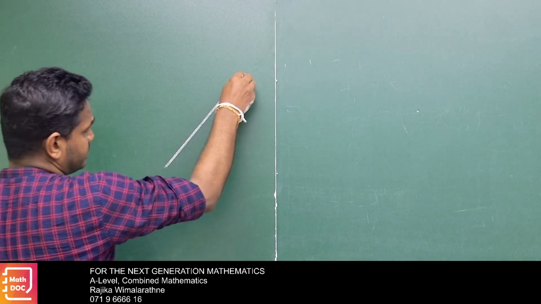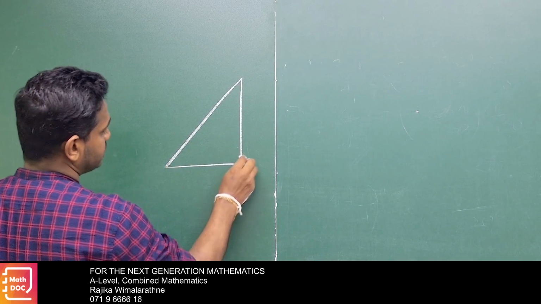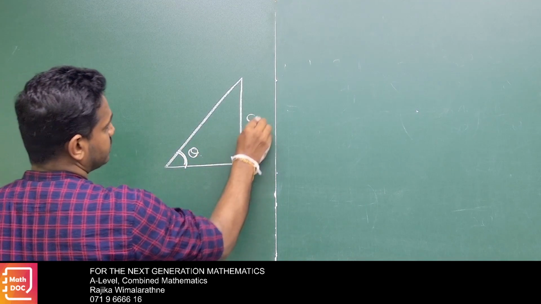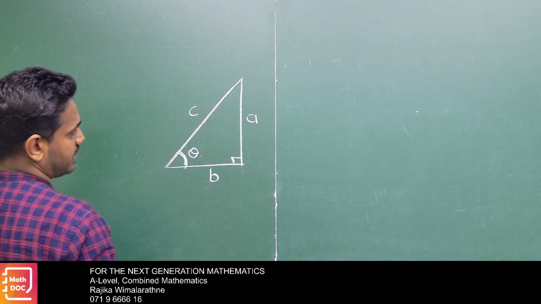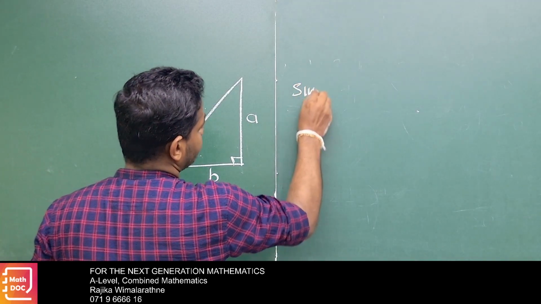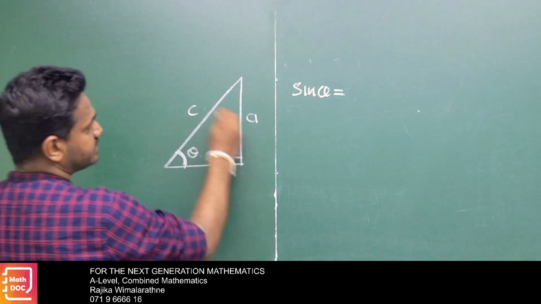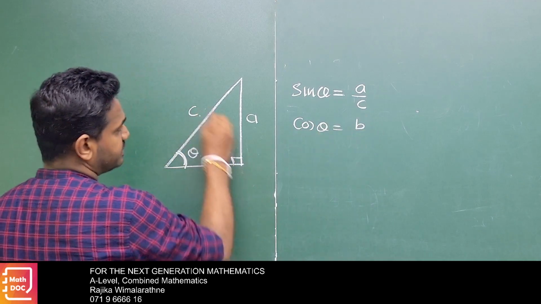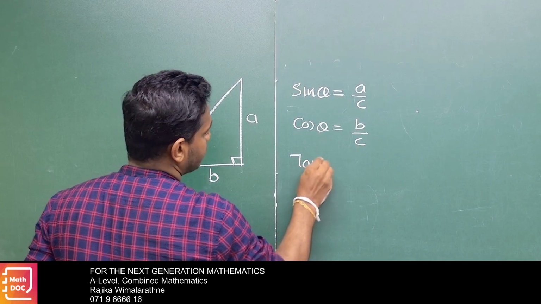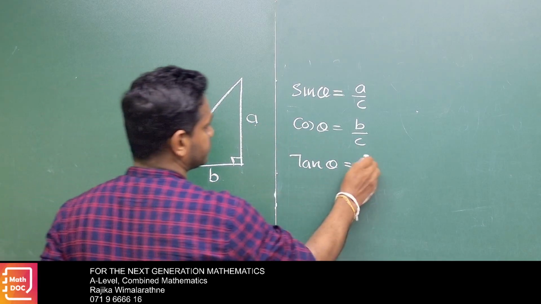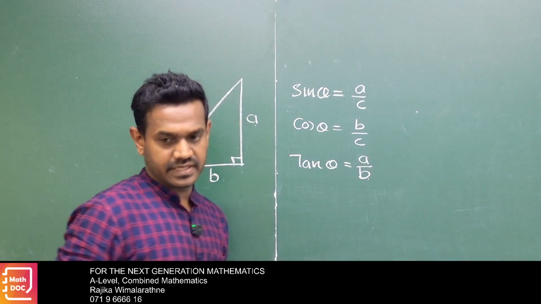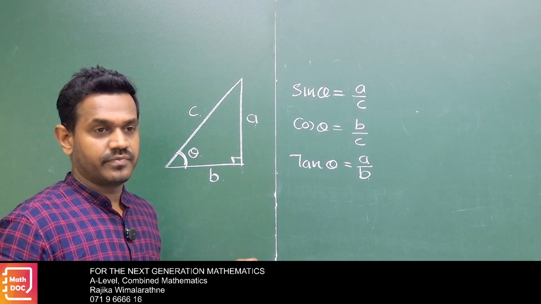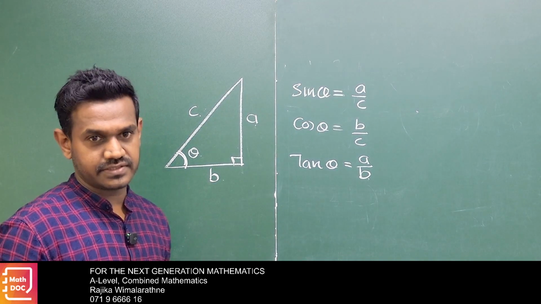Now, in your O levels, you discussed the things about the right angle triangle, no? Here take angle theta. Say here A, B, C. Here is a right angle triangle. Then you know sin theta, no? Sin theta is A divided by C. Cos theta is B divided by C. Tan theta is A divided by B. These we call trigonometric ratios. So under O levels you have done only 3 trigonometric ratios. But we have 6 different trigonometric ratios.